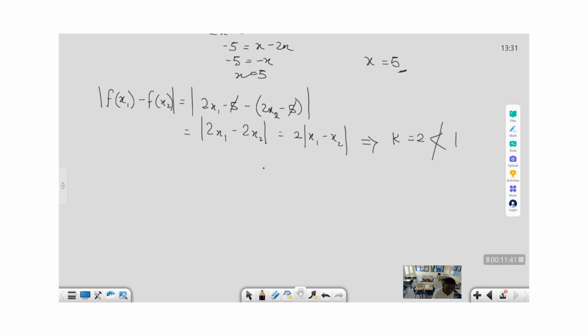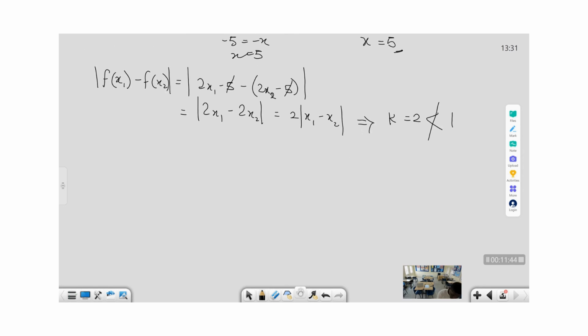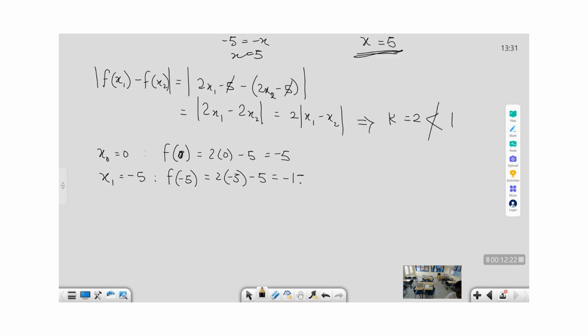We can confirm this also using values. Say for example, start with x naught equals 0, and that gives us f of 0 equals 2 times 0 minus 5. This will be minus 5. Now all of these points we are generating will not converge to 5, which is the identified fixed point. Then for x1, which is minus 5, try this now. F of minus 5, you have 2 times minus 5 minus 5, and this becomes minus 15.